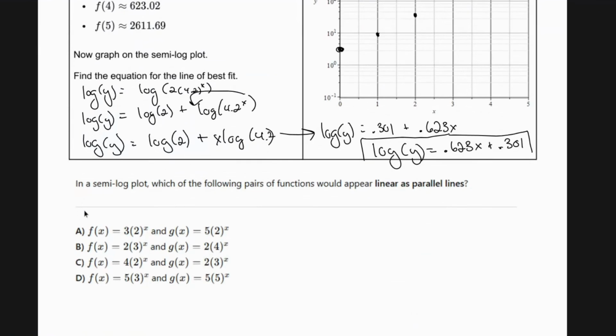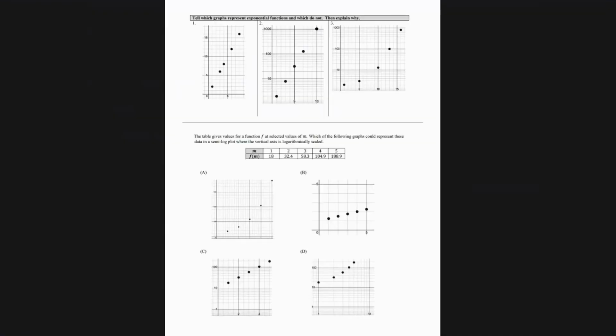Well, in a semi-log plot, which of the following pairs of functions would appear linear as parallel lines? Well, what I just said is the b represents my slope. So which of these has the same b value? You do and you do. 3 and 4 don't. 2 and 3 don't. 3 and 5 don't, but you guys do, which means you guys are going to appear as parallel when drawn on a semi-log plot. Don't believe me? Do what I just did to both of them. Trust me on this one.